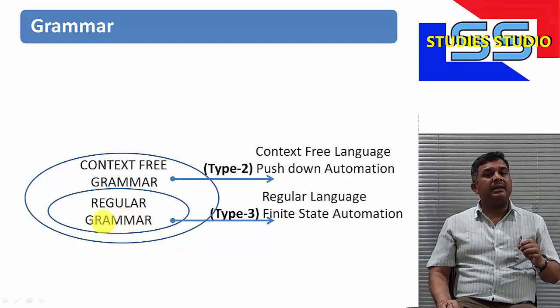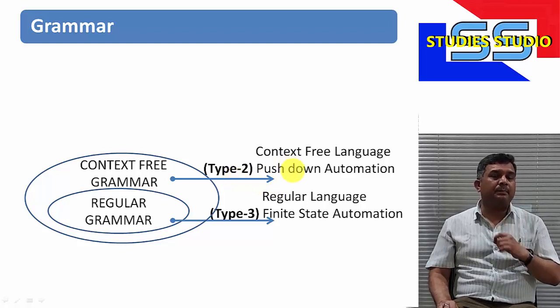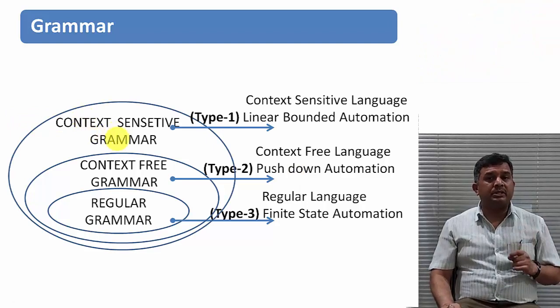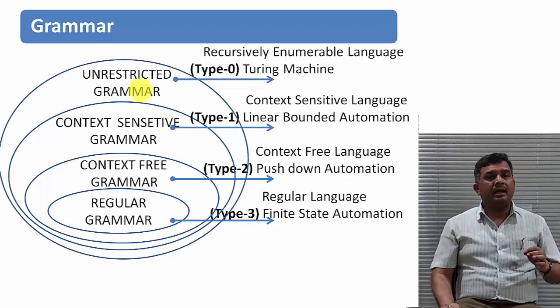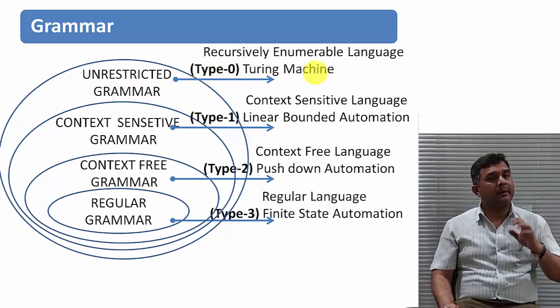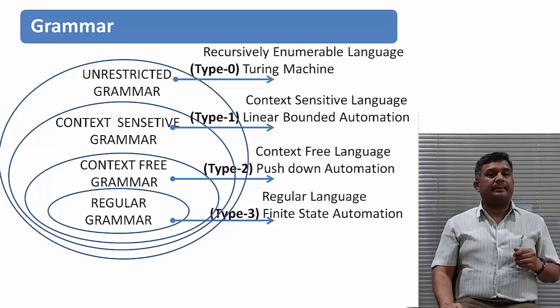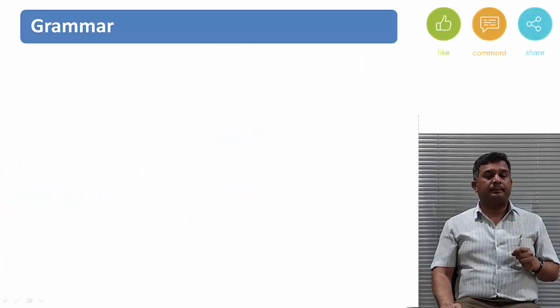And the regular grammar is a subset of context-free grammar, which is basically type 2 grammar, which is accepted by a push-down automata. And the context-sensitive grammar is a superset. We name it as type 1 and it is accepted by linear bounded automaton. And at last we are having unrestricted grammar, which is type 0 grammar accepted by Turing machine. All these things we'll discuss one after another. Just remember the hierarchy in which they are appearing.